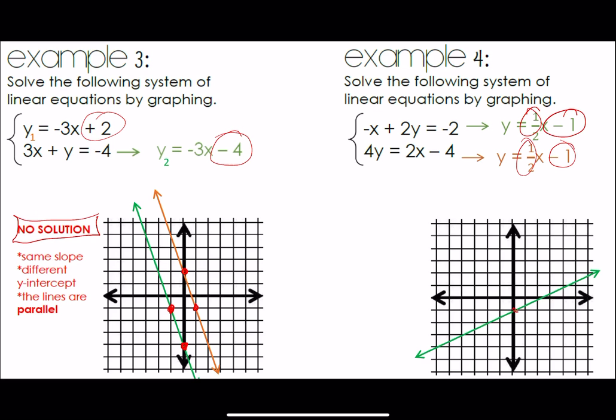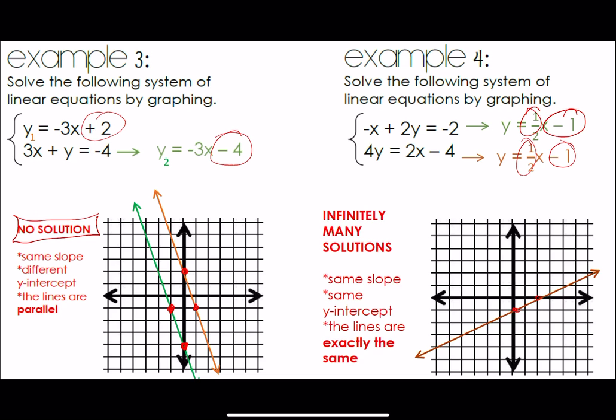So guess what? That second line is the exact same line you would draw right over it. And because it's the exact same line, same slope, same y-intercept, it's going to touch itself an infinite number of times. So, that's all I've got for you.